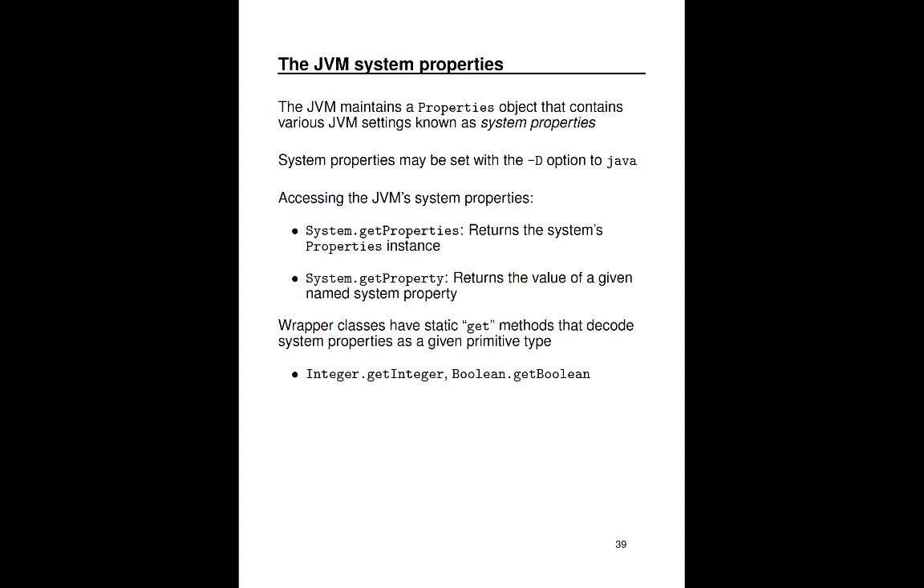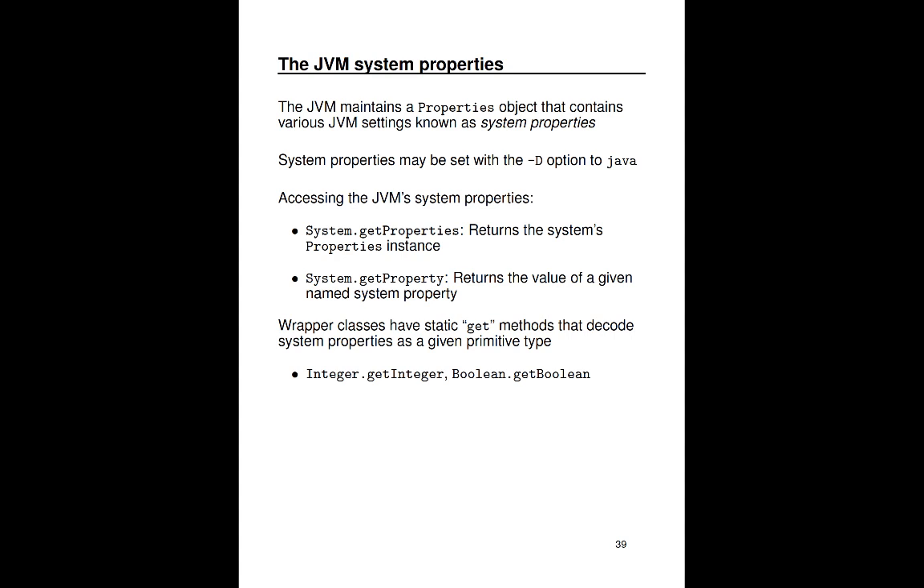Inside the code, though, you can get at the JVM system properties by invoking the static getProperties method of java.lang.System. And you can also just get the value of a particular system property by saying getProperty from java.lang.System.